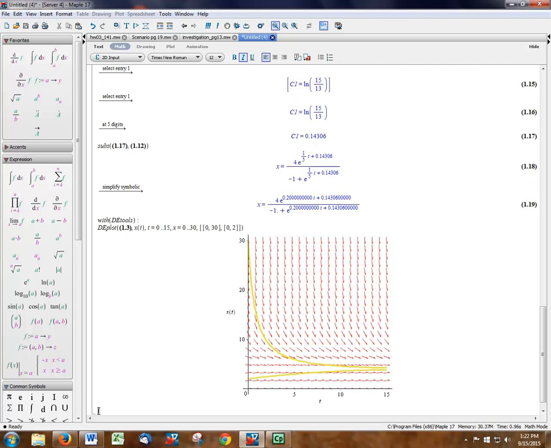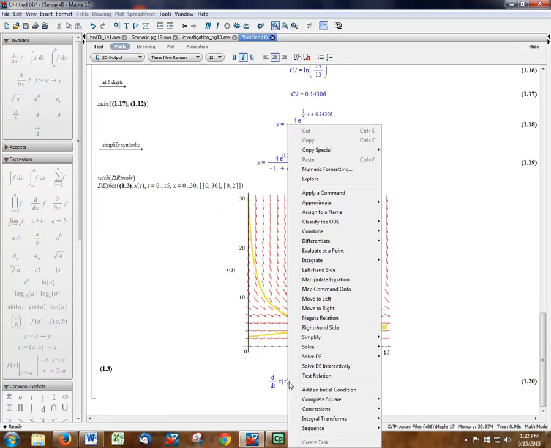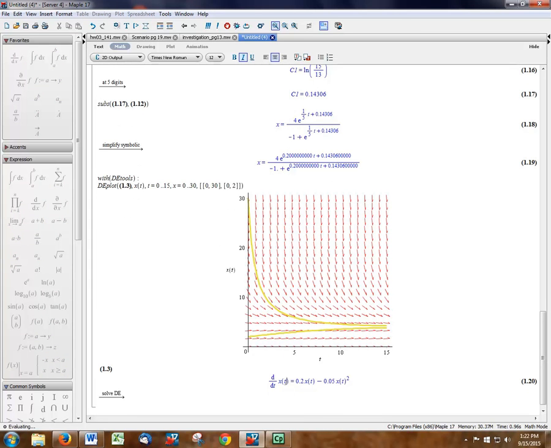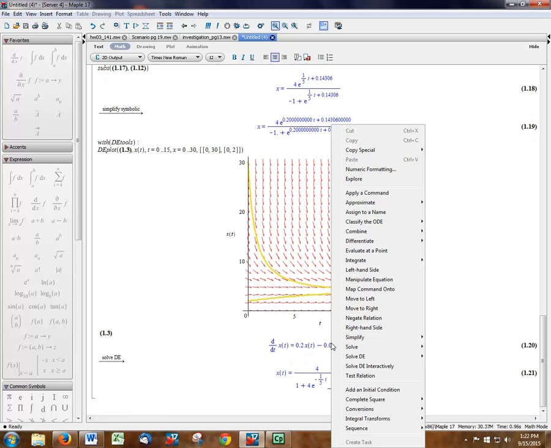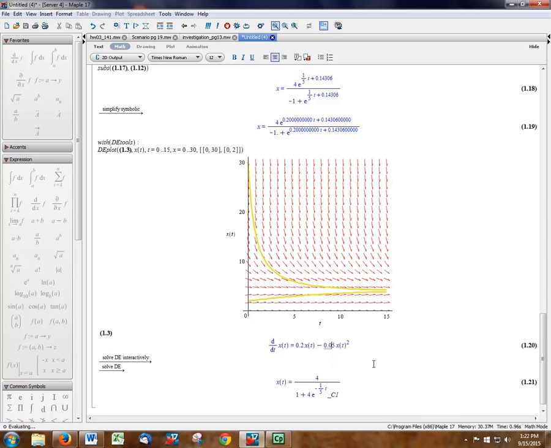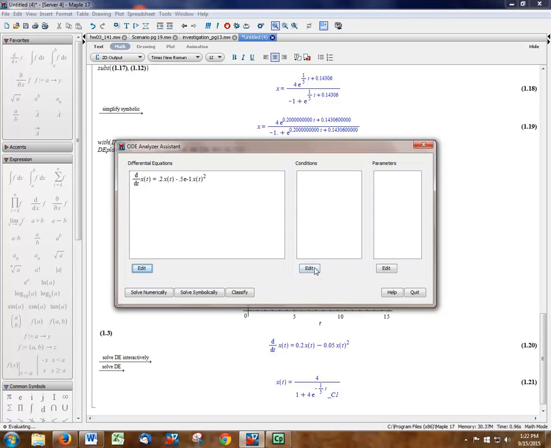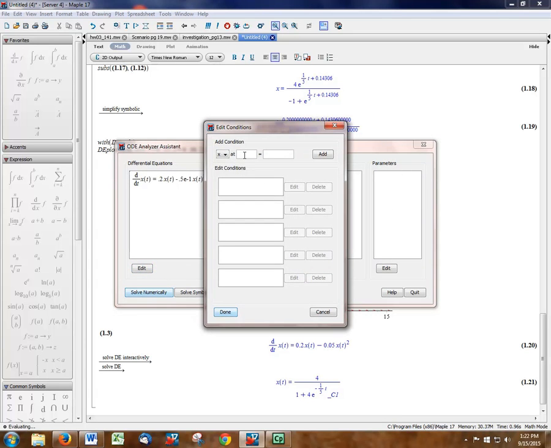Okay, so let's check to see if the integral we did is correct, and let's look at our differential equation again. So our differential equation, Control L, let's bring that back, and that was it. So let's let DE solve this for x and see if our solution, and look, our solution looks pretty good compared to what we had earlier. We need our initial condition there. We can put that in there if we solve DE interactively. And if we do it interactively, I can edit my condition. So I can put an initial condition. X at 0 has to equal 30.